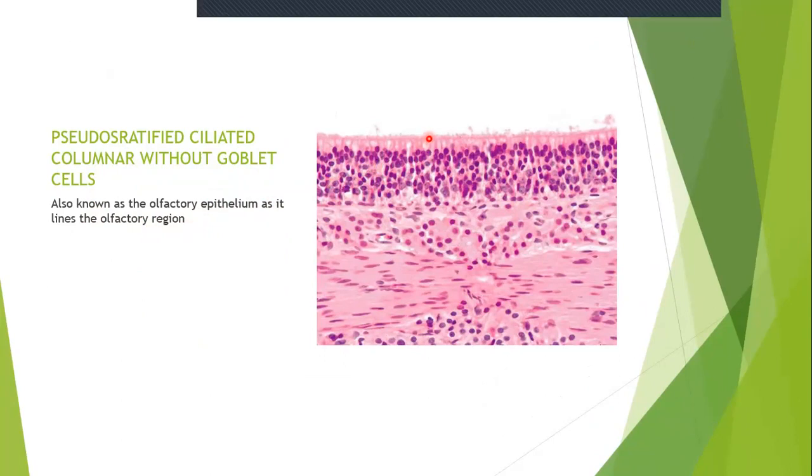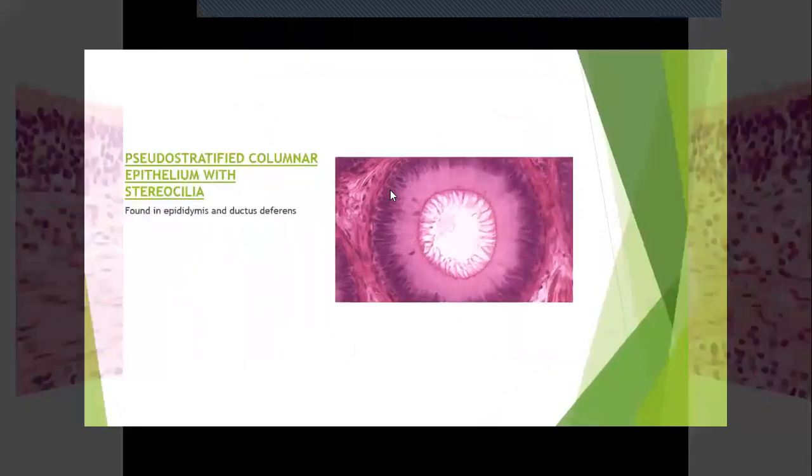So you can see it is ciliated, but you cannot see goblet cells here. So it is pseudostratified, and you can see the apical surface is devoid of nuclei. So that is why it is pseudostratified, ciliated, columnar, without goblet cells. And maybe you are wondering what that is. That is the nerve bundle, because remember, in the olfactory region, we have the olfactory nerve. That olfactory region is the one responsible for smell.